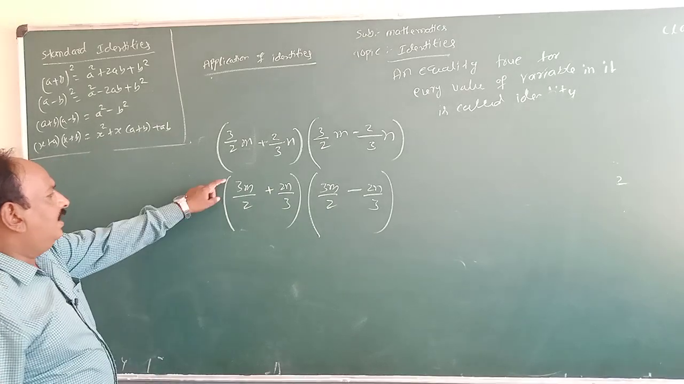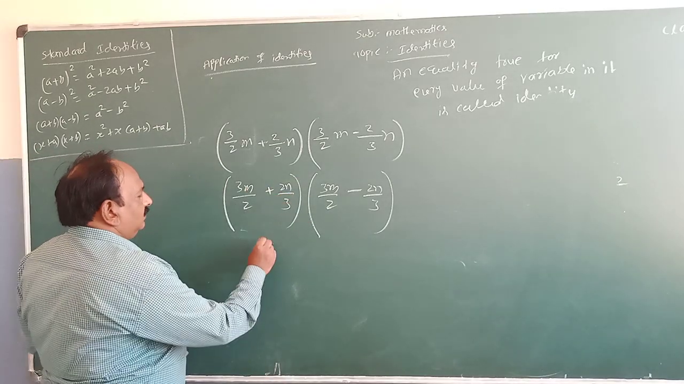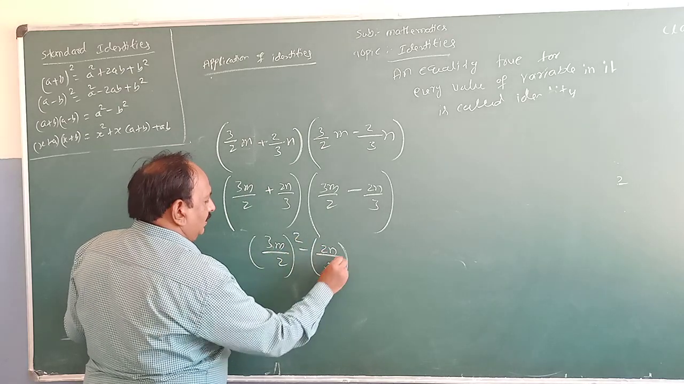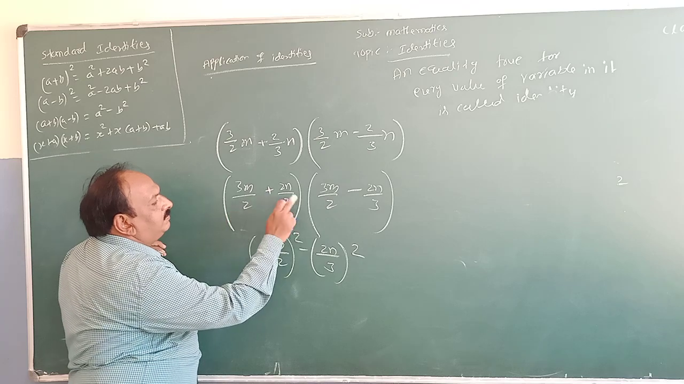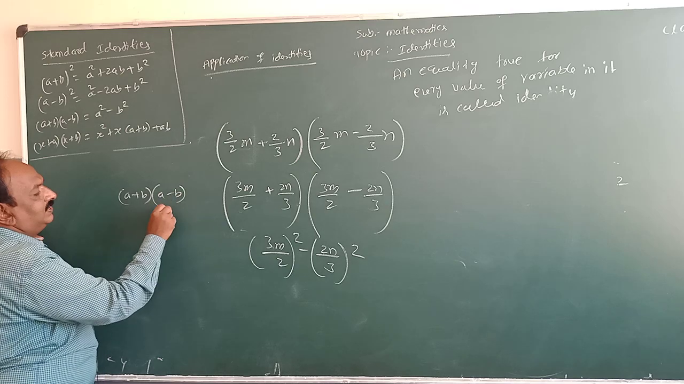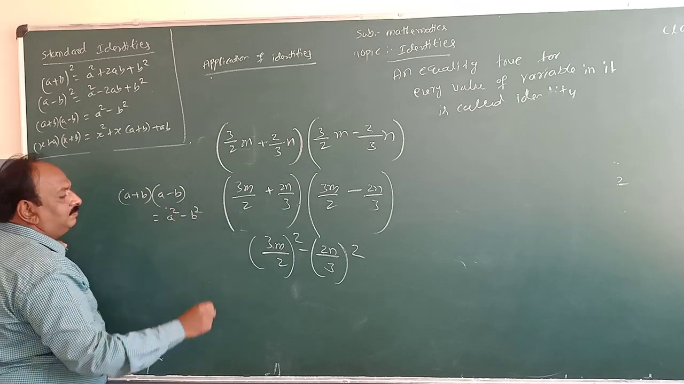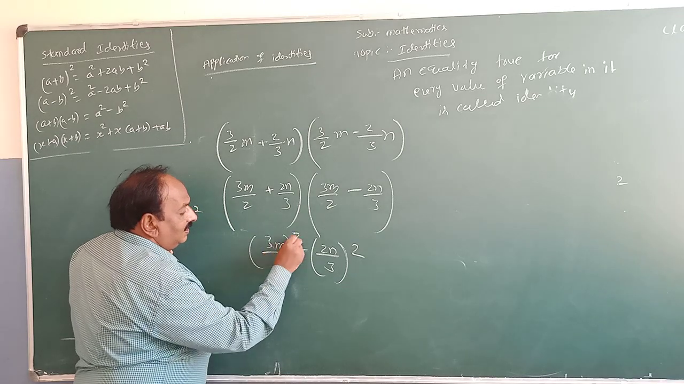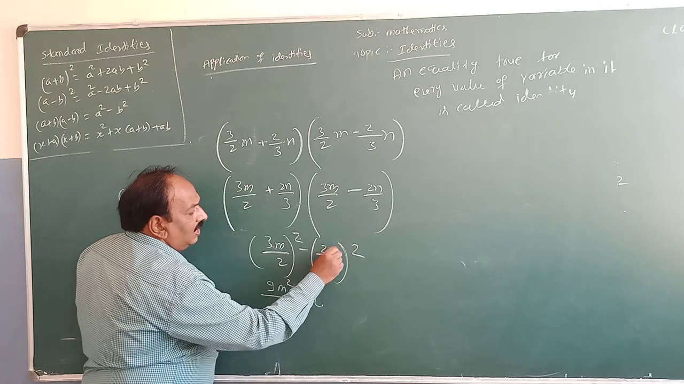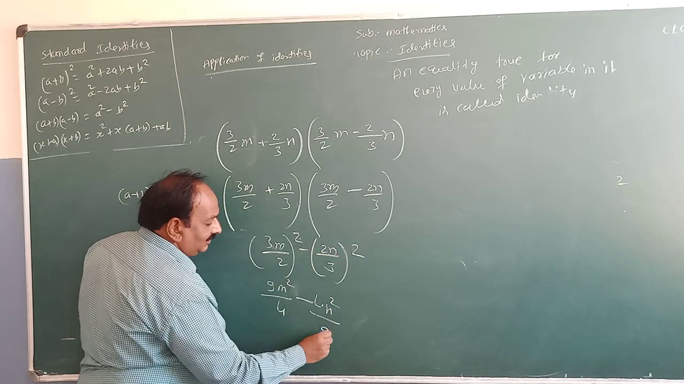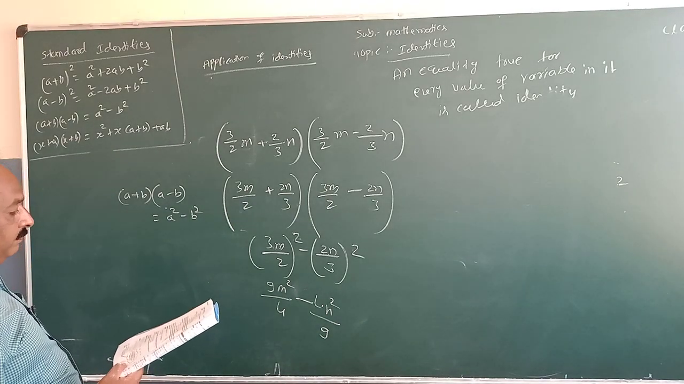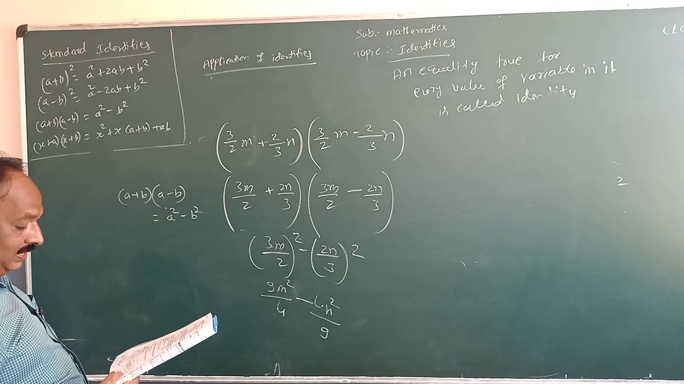This is of the form (a + b)(a − b), which is (3m/2)² − (2m/3)², because the product of (a + b)(a − b) is equal to a² − b². 3 3s are 9, m into m, m², by 4; 2 2s are 4, n², by 9. So 9m²/4 − 4n²/9.